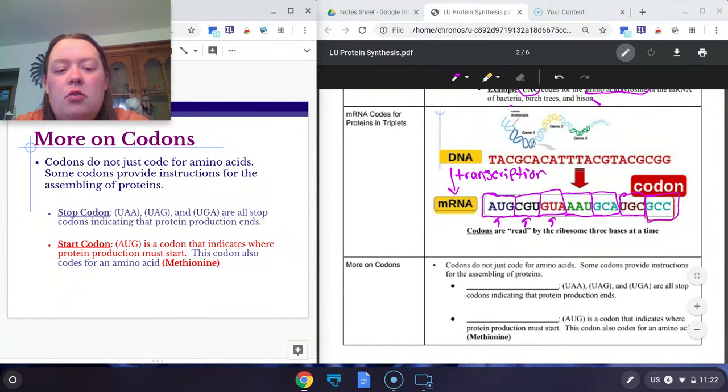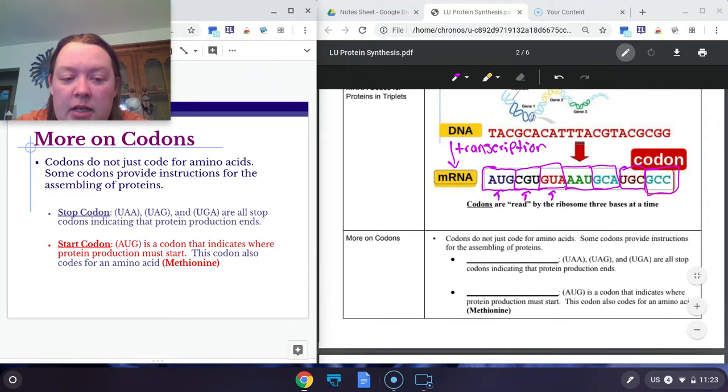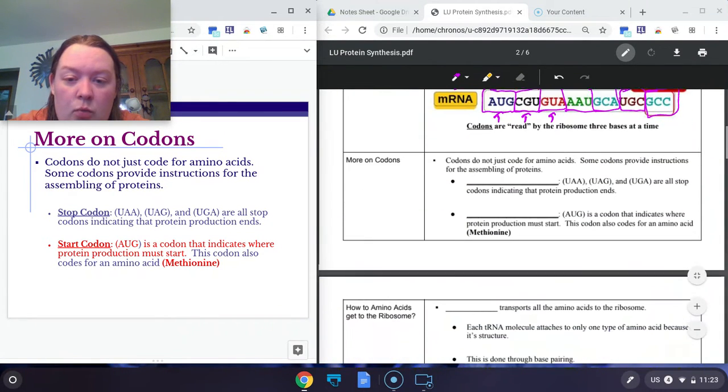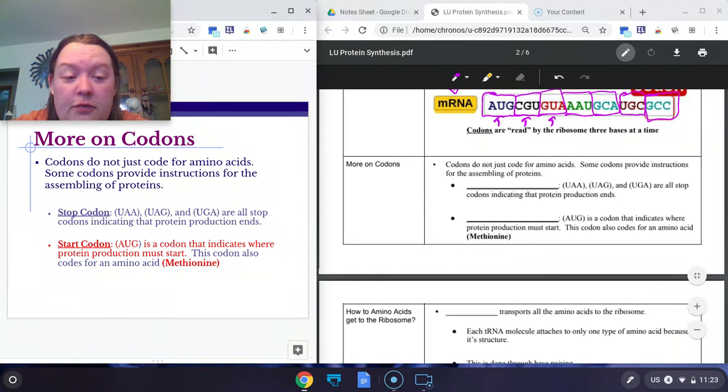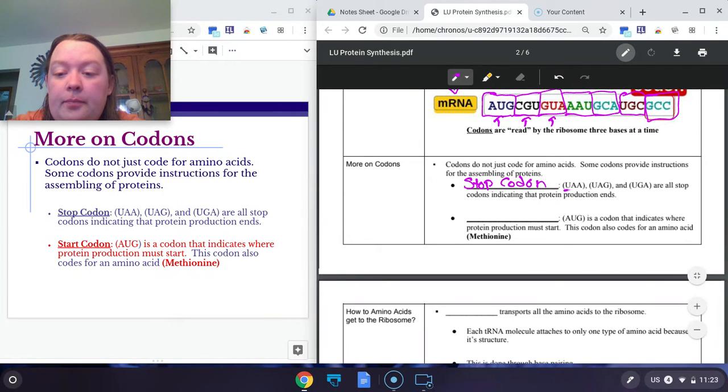Now, one thing to know is that codons do not just code for amino acids, they also provide instructions for making the protein. So, we're going to have special codons that code for start and stop. So the stop codons mean, okay, stop reading, protein's done, we're done, stop here. And those codons, you don't need to remember these, they're always going to be written on the chart for you. We'll have a chart. UAA, UAG, and UGA are the stop codons. So anytime you run into one of those, it means stop. Stop what you're doing, you're done.